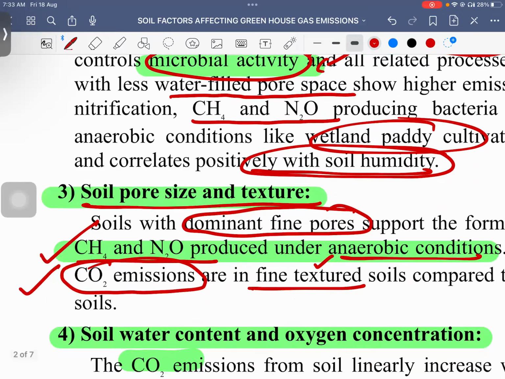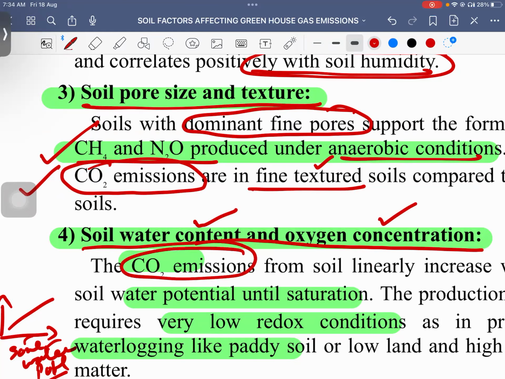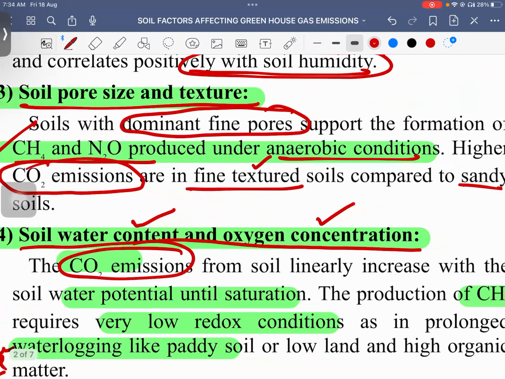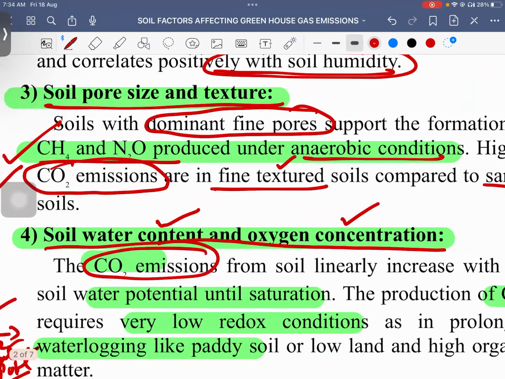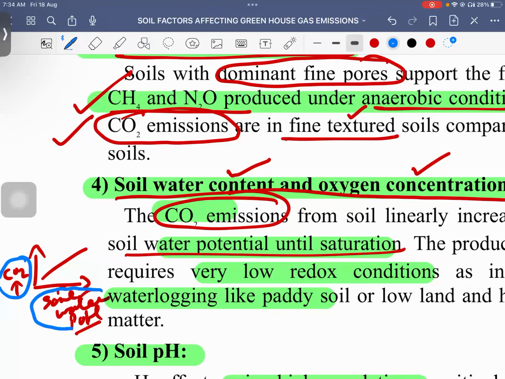Next is soil water content and oxygen concentration. The CO2 emission from soil increases linearly with the soil water potential until saturation. Here we have CO2 on one axis and soil water potential on the other. It increases with the soil water potential, reaches an optimum, and then tapers. Till saturation it increases linearly, then from there it tapers.